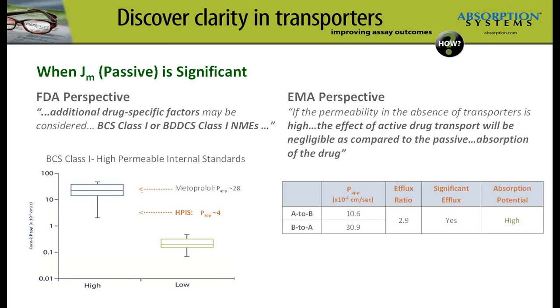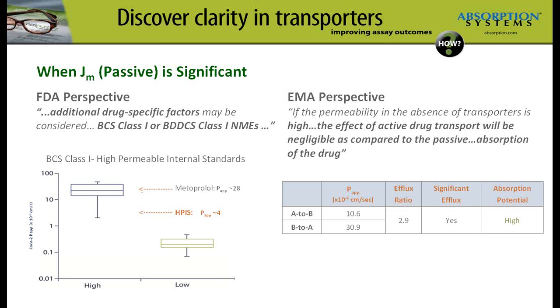We have developed our unique high permeability internal standard, HPIS. And this HPIS has the apical to basolateral apparent permeability of approximately 4 times 10 to the minus 6 centimeters per second. Very obviously, the sponsor's compound beats this HPIS.